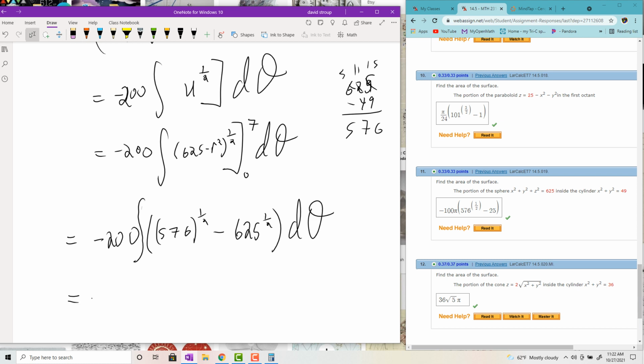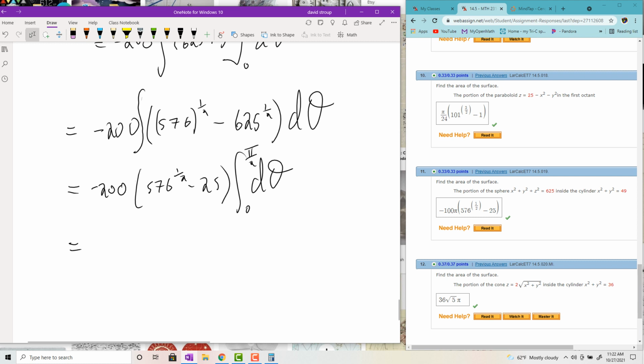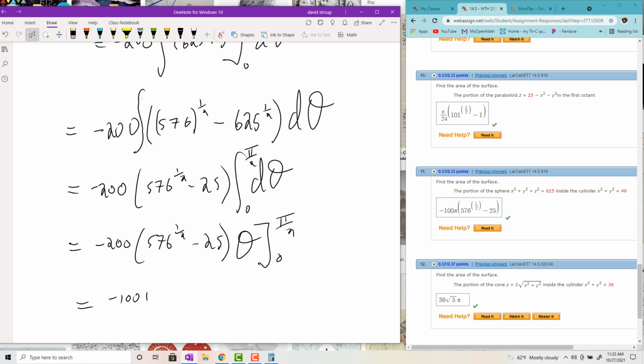You can factor that out the front, so you get negative 200 times (576 to the 1/2 minus 25), and then you have the integral of d theta from 0 to pi over 2. And it looks like I nailed this one. So negative 200 times (576 to the 1/2 minus 25) times theta from 0 to pi over 2. So that would be negative 200 times pi over 2, which is negative 100 pi, times (576 to the 1/2 minus 25). There's your answer.